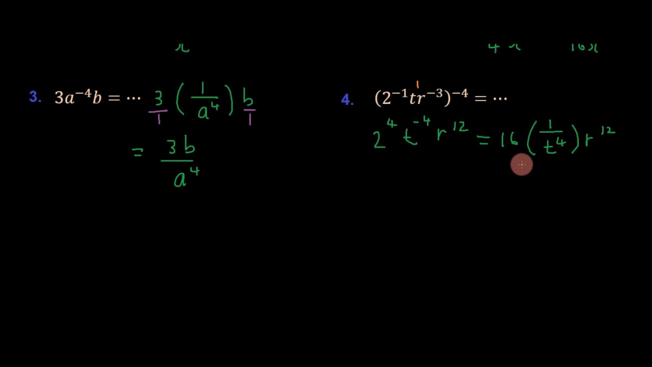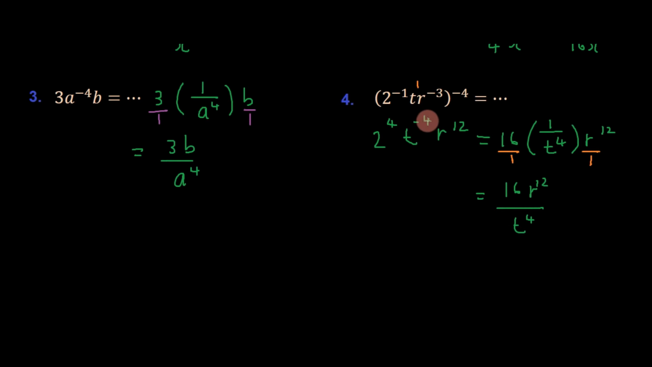Once again, this is 16 over 1, r to the 12 over 1. We can multiply the numerators. 16 times 1 times r to the 12 is 16r to the 12. And then multiplying the denominators, 1 times t to the 4 times 1 is t to the 4.